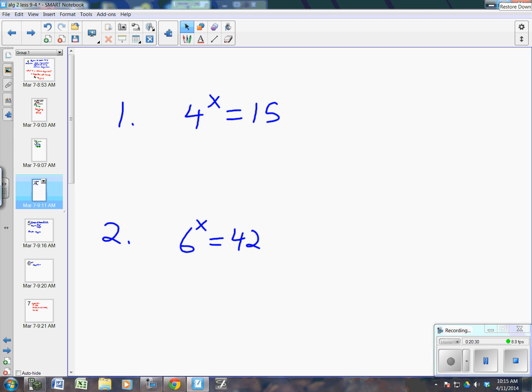I want you to trade. Person A does number 1 while person B watches, and make sure they do it right. And then person B does number 2 while person A watches. Okay, go.